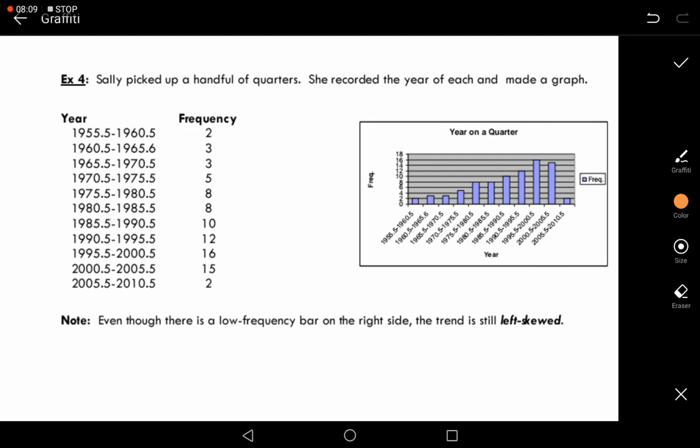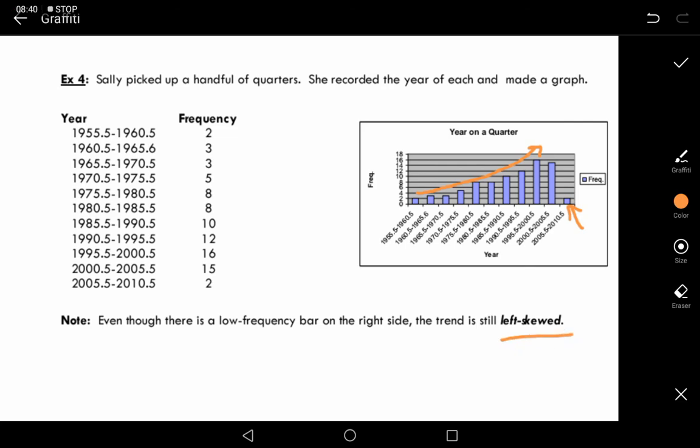So if we look at this data here, we can see that as we move to the right, we are getting larger. Okay, so even though there's a low frequency bar on the right side, which is referring to this guy here, right? See how that technically, if it was going with our pattern, it really should be up here. Even though it's like that, the general trend is still moving up to the right. So we would still consider this left skewed.